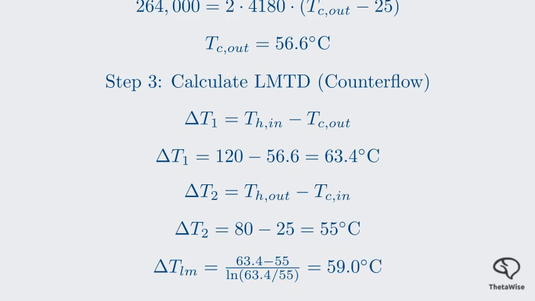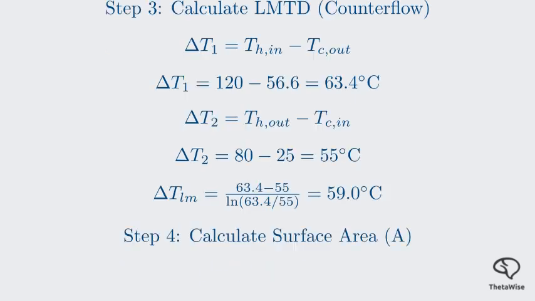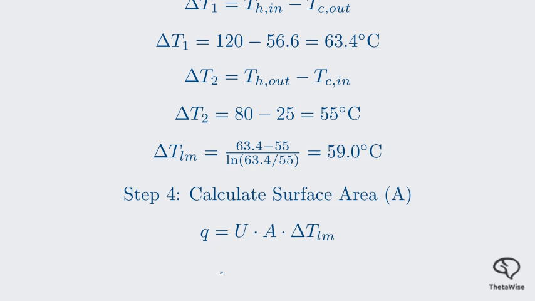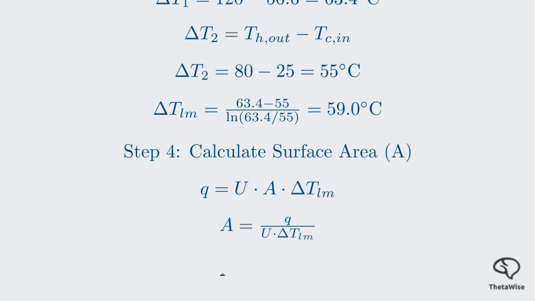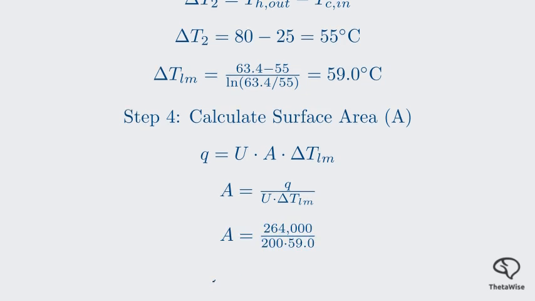The final step is to use the fundamental heat exchanger equation to solve for the area, A. We know Q equals U times A times LMTD. Rearranging for A gives A equals Q divided by U times LMTD. Plugging in our values, 264,000 divided by the product of 200 and 59.0. This gives a required heat transfer area of 22.37 square meters. This example shows the complete step-by-step process of designing a heat exchanger for a specific duty, from calculating Q to sizing the area A using the LMTD method.